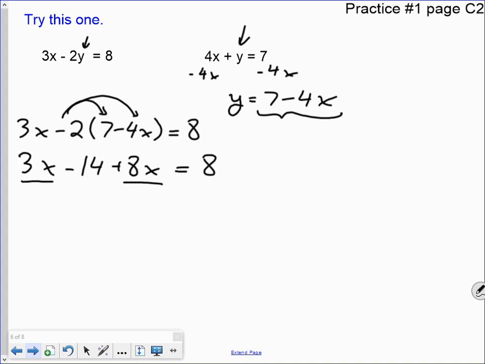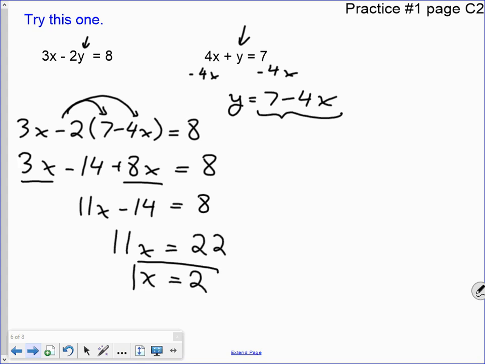I'm going to collect my like terms. 3x and 8x is 11x. Minus 14 equals 8. Not 18, but 8. And then I'm going to add 14 to both sides to get 22. Divide both sides by 11. X is equal to 2.